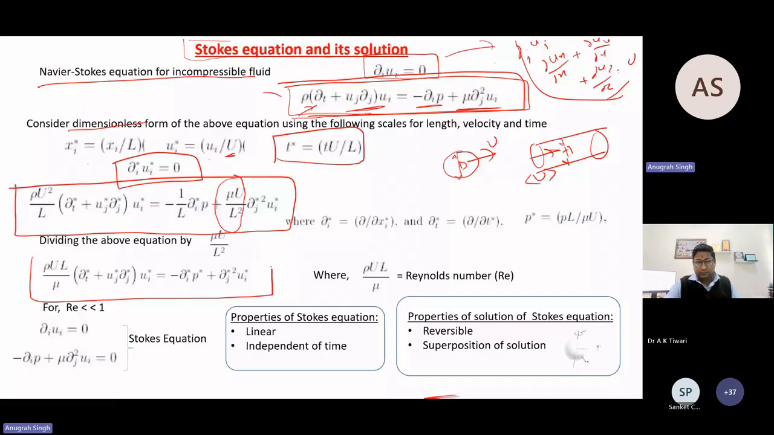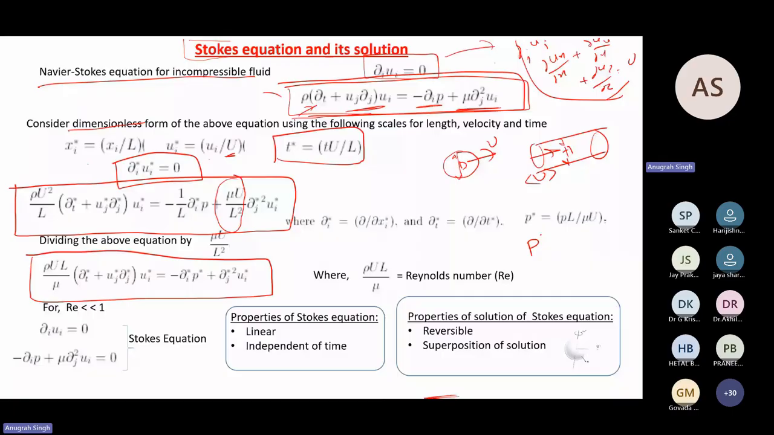So pressure will be your dimensional pressure divided by some pressure scale. Pressure is also stress. Here it is the viscous scale. So pressure is also stress, force per unit area. And viscous force is what? Viscosity times velocity gradient. And velocity gradient is U by L, the same thing as this. So now again, a nice equation comes, and you can easily identify this is your Reynolds number.